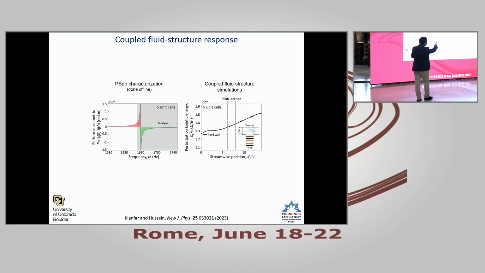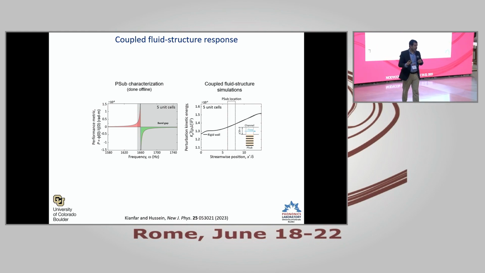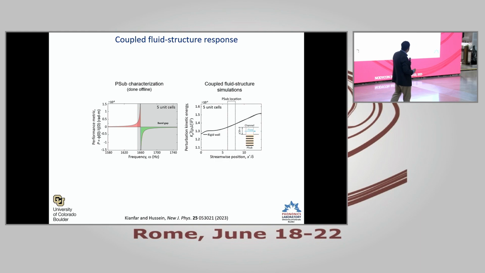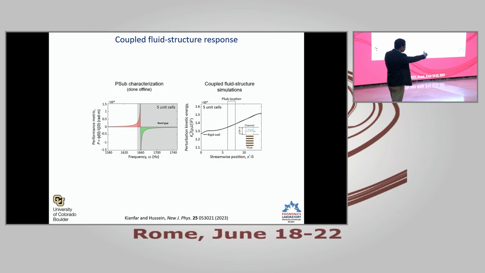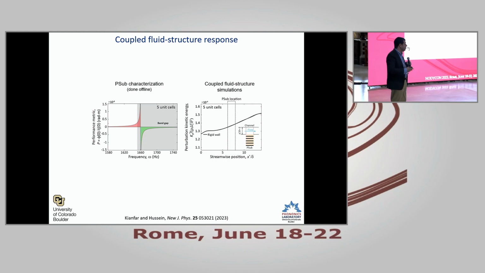This is the kinetic energy of the instability initially, before applying the PSub. So this is just having a rigid wall. And you can see as we move downstream, the kinetic energy of the instability increases, which is expected, of course, because it's an instability. Its kinetic energy is increasing.